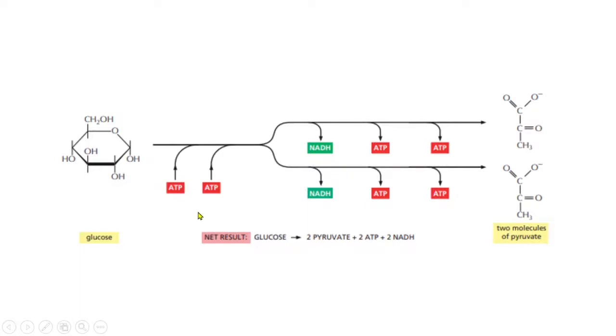So here is what it looks like. Since there are 2 molecules of pyruvate, the first molecule will produce 2 ATPs and 1 NADH, and the other molecule will produce 2 ATPs and 1 NADH. So with the investment of 2 ATP, you subtract this from the 1, 2, 3, 4 produced. So there are 2 pyruvate, 2 ATP, and 2 NADH produced. And that's it about glycolysis. So very easy to remember here.